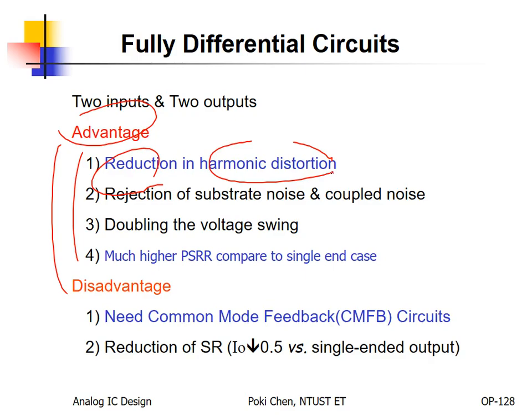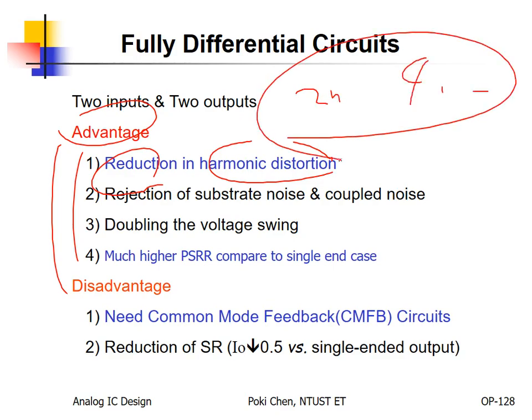I told you already, right? The even order, the second order, the fourth order. In theory, all of them will be cancelled by the differential output. You can say the harmonics, especially even order harmonics, will be reduced.